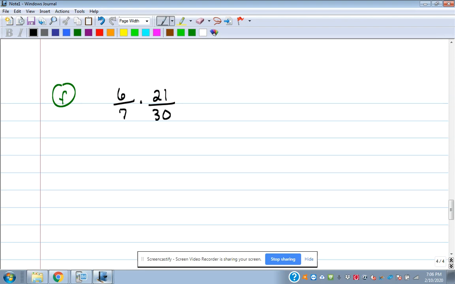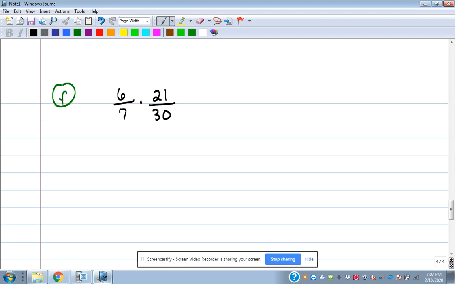The most basic way of multiplying fractions is top times top, bottom times bottom, just go straight across. And you'd say 6 times 21, pretty big number. And then you'd say 7 times 30 is 210. And you would get that fraction, and then you'd have to reduce it. That's the most basic way of multiplying fractions. But we're smarter than that. There's ways of reducing as we go.